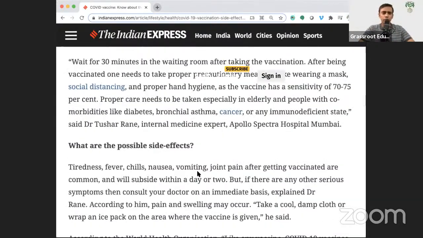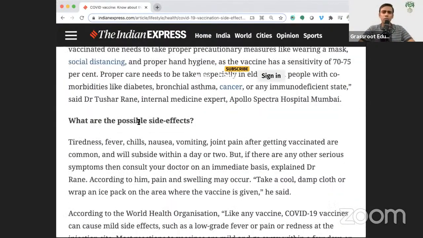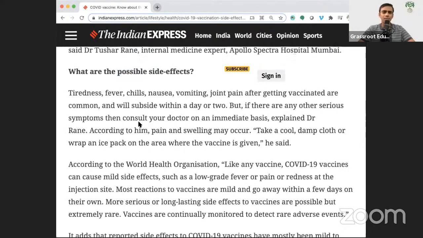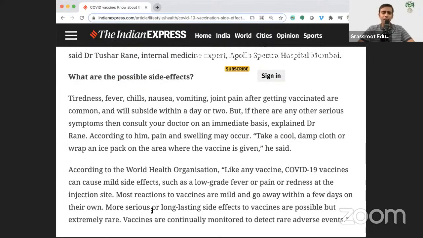Let's go further. Let us jump into what are the possible side effects. Let's see. We'll do this and then we'll do a speaking round. We'll just do the whole thing loudly. Tiredness, fever, chills, nausea, vomiting, joint pain after getting vaccinated are common and will subside within a day or two. What is the meaning of the word subside? Subside. What is the meaning of this?